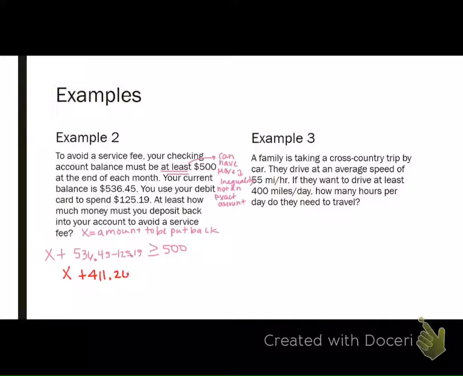Did somebody else get that? Yeah, so 411.26. It's greater than or equal to 500. So we have 411.26, and we subtract that on both sides. So somebody do 500 minus 411.26 for me.